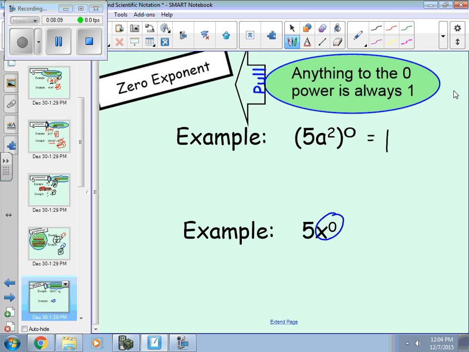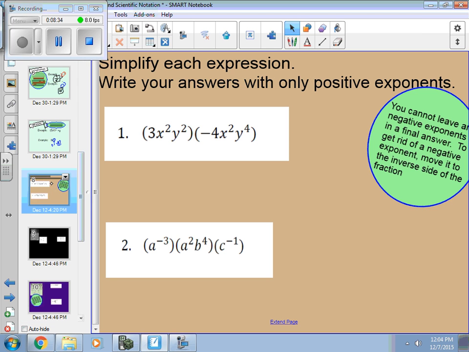So x to the 0 power, that equals 1. But here there's a 5 that doesn't have a power of 0. So that's 5 times 1. So here the answer would be 5. So whatever's taken to the 0 power equals 1. If there's other stuff, then you multiply it to that.